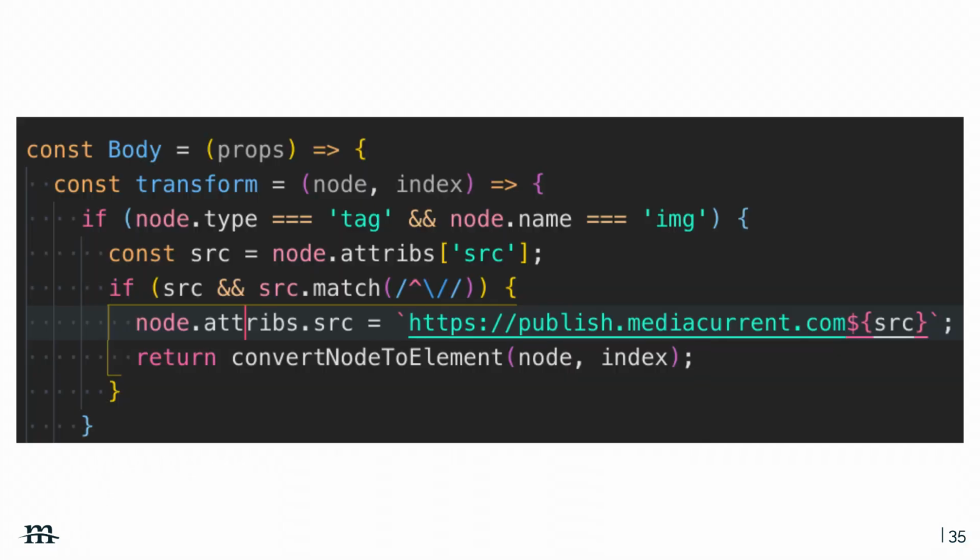So you actually have to create something where, in this instance, we take the source and use it with a React HTML transformer and say, okay, parse the content, and if you see an image that starts with the source of slash, then we want that to go to our publishing site, which is publish.mediacurrent.com, and then convert that element to what it needs to be.